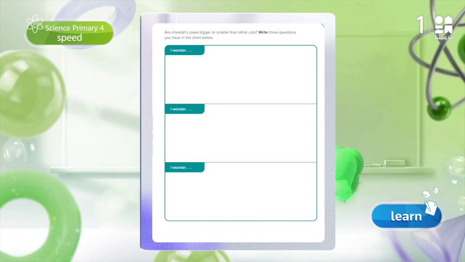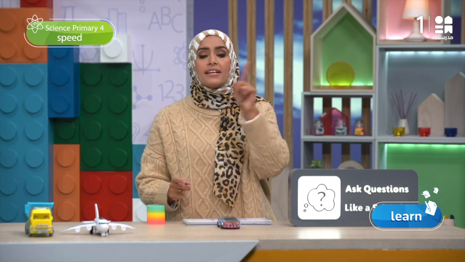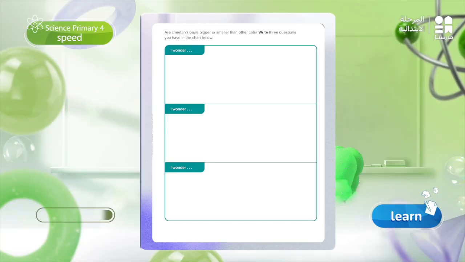Record 3 questions using what you watched in the video and what you read in the text. As usual, our questions may start with words like why, how, and when. Your questions can be about the speed of the cheetah or its physical characteristics, شكل جسمها. Also, it may be about the speed of other means of transportation compared to the speed of the cheetah.